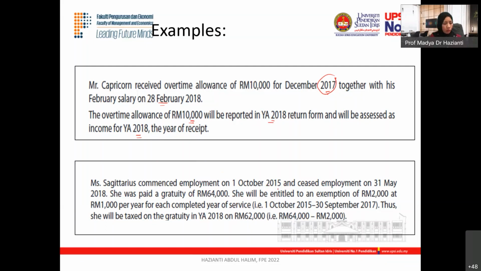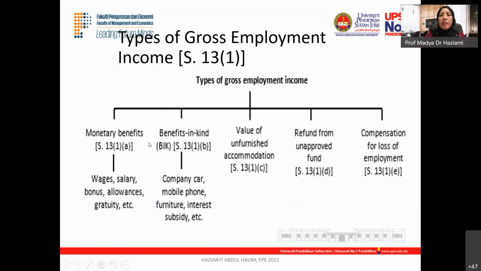Employment from 1st October 2015, ceased employment 2018, gratuity 64, entitled exemption 2000. Okay, this one we will look at later, 4C, keep it first. Okay. So do not get confused with the different sections. Just now I said section 4B employment. Why is it section 13 now?